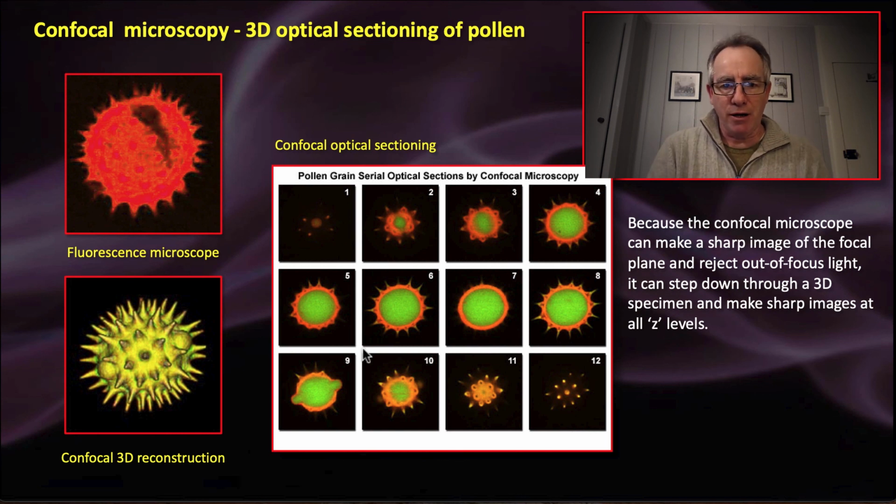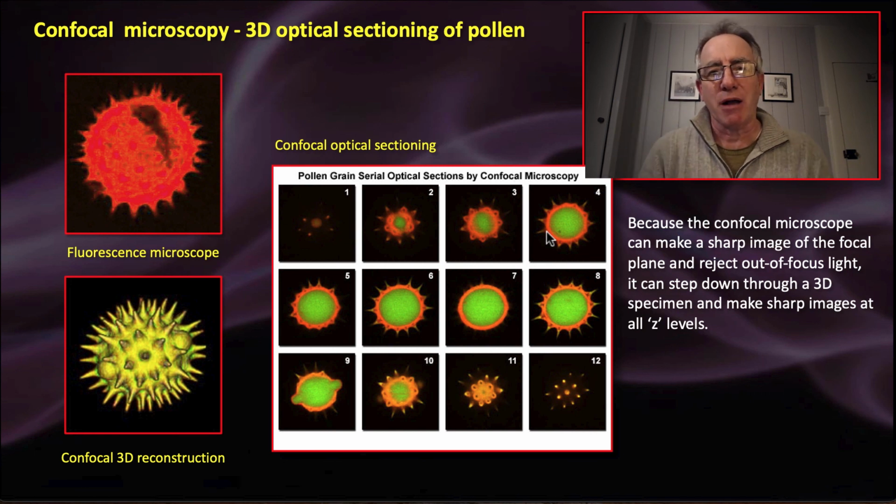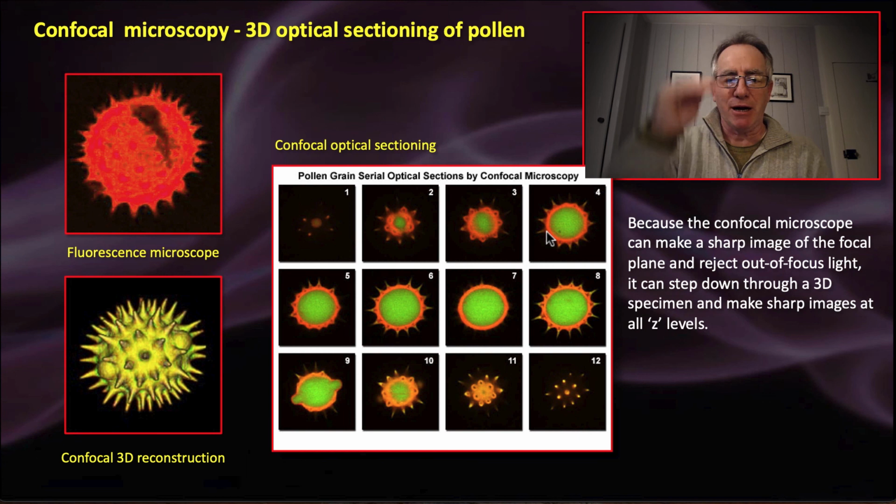X and Y are the two planes of a two-dimensional image, and the Z axis is going straight down through the image that way in a three-dimensional image. So we've got all of these individual sections, much like the brain scans that you see that are done by magnetic resonance imaging. They go up and down through.